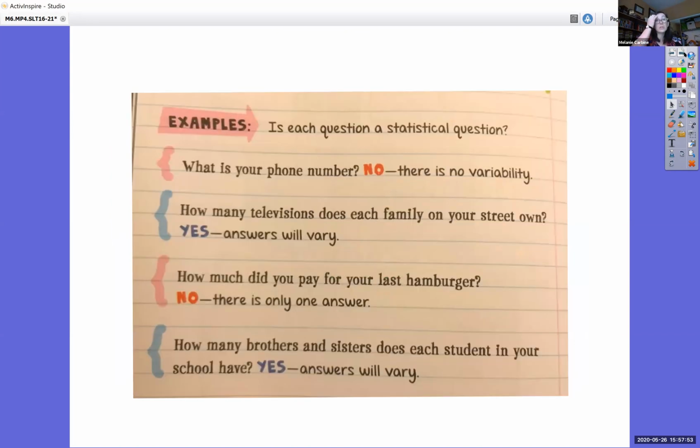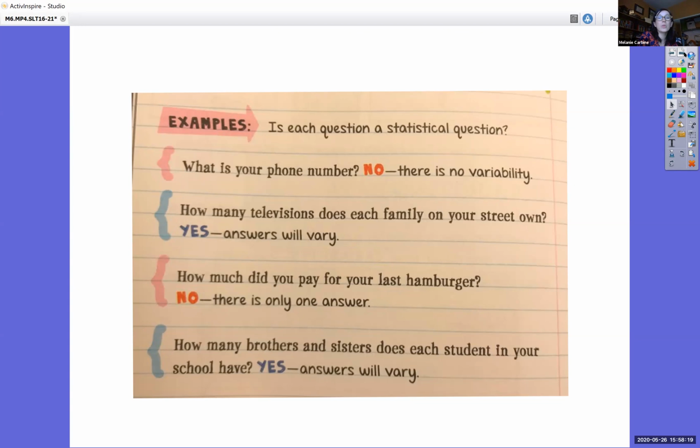Couple other examples. What is your phone number? Not a statistical question. How many phones do people on my street have? You could get a variety of answers. 0 to 2, I don't know. The next one, how many televisions, but maybe today I would say how many mobile devices does each family on the street own? That would vary from 0 to 5 or something, right?